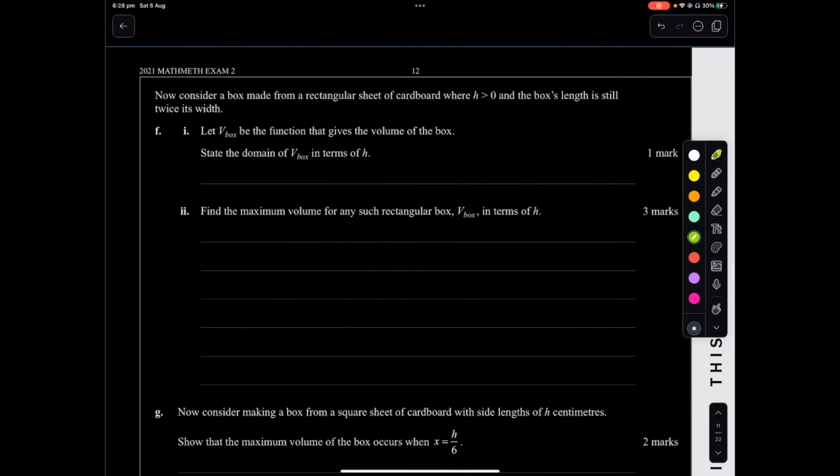I hope that's right. Okay, now consider a box made from a rectangular sheet of cardboard where h is greater than 0. Okay, makes sense. And the box's length is still twice its width. Let v of x be the function that gives the volume of the box. State the domain of v of x in terms of h.